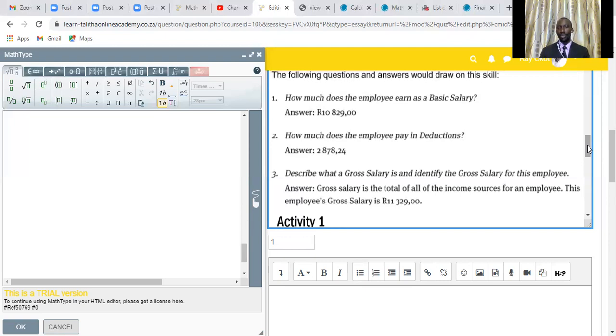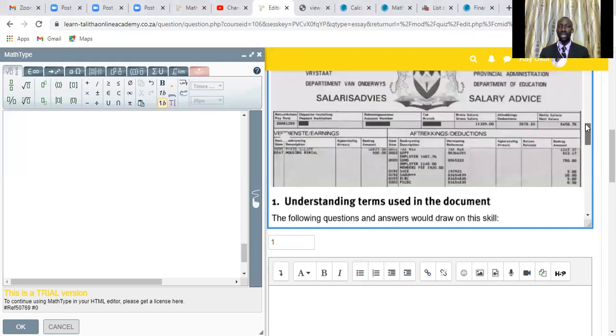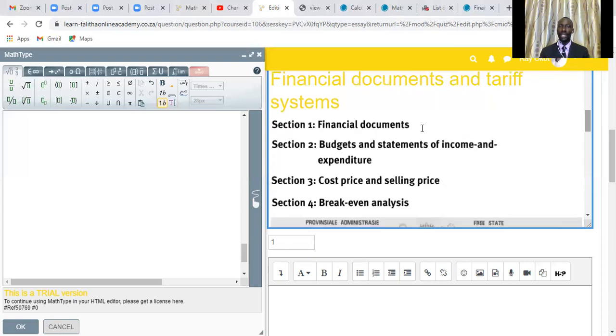So that is just a brief recap, a way of getting us to remember what we just discussed in one previous lesson. And so the gross salary from this pay slip is also indicated somewhere. Here we go. So here is the mention of gross salary, which is 11,329. So that is what we had discussion about in one previous lesson, and it's about a personal financial document, being the pay slip.